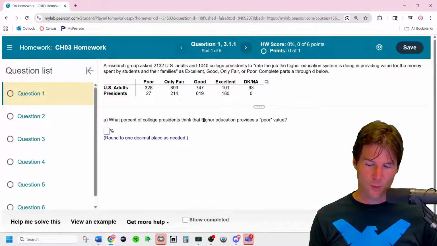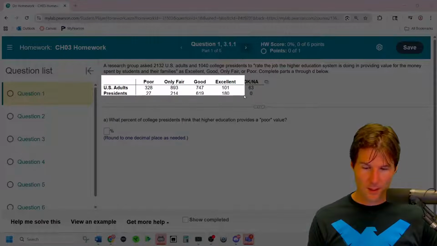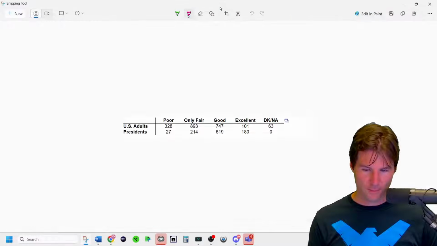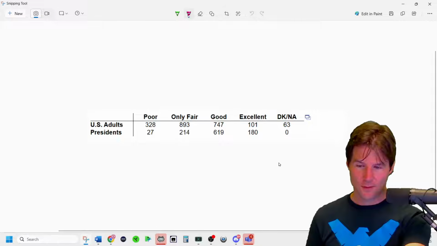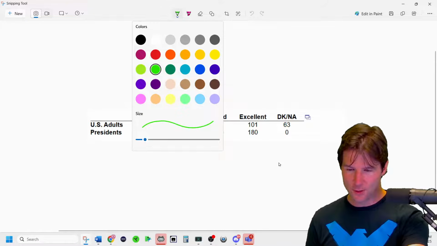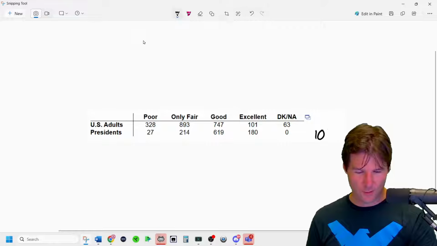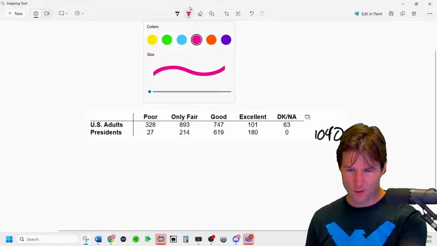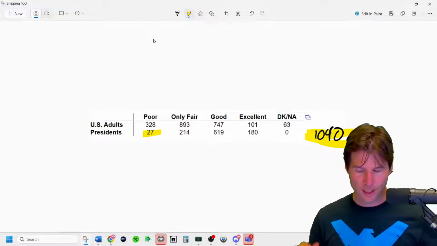What percent of college presidents think higher education is a poor value? It actually tells you how many college presidents there are. There's 1040. So when it wants the percent of college presidents, this is a conditional display, because when we say what percent of college presidents, you'd have to go here and do out of the 1040. So 1040, think it's poor. You take the poor right there and do that.